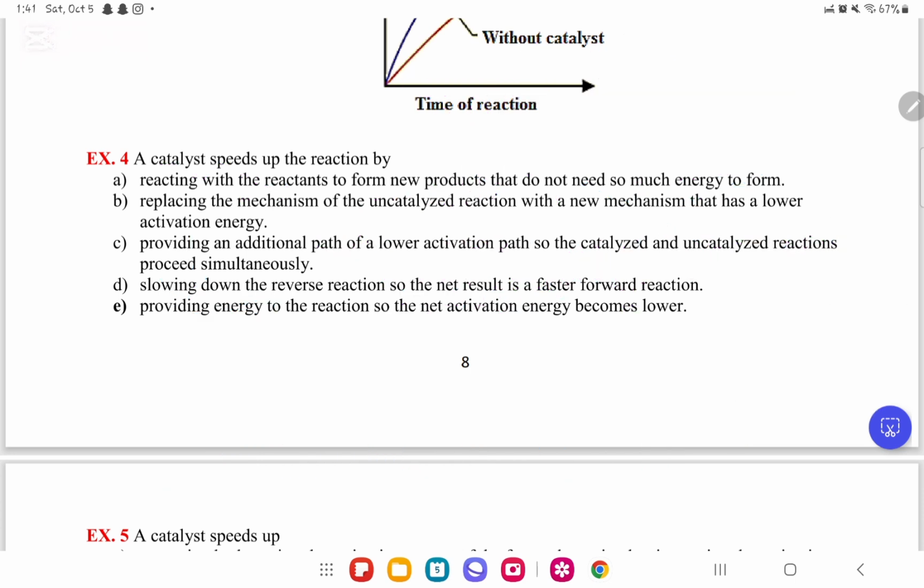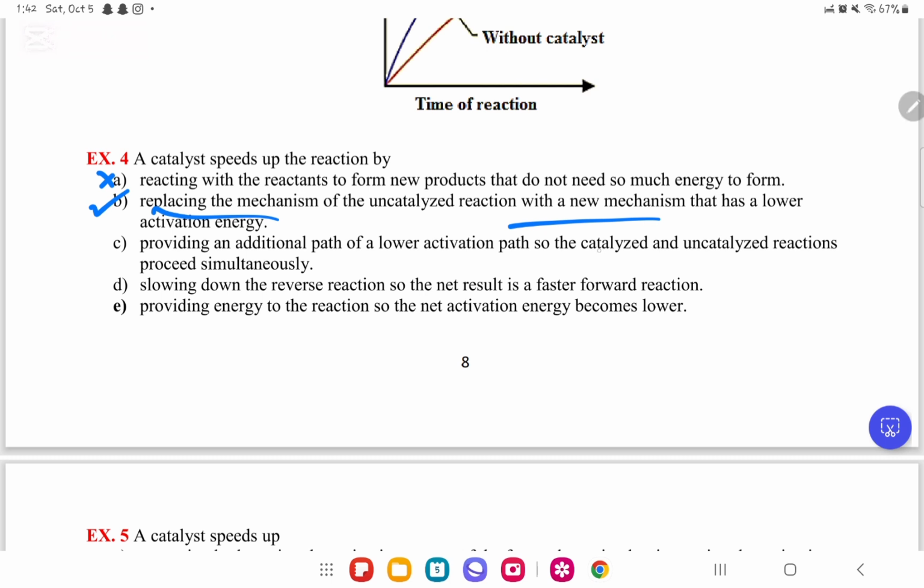So, a catalyst speeds up the reaction by reacting with the reactants to form new products that do not need so much energy to form? No. By replacing the mechanism of the uncatalyzed reaction with a new mechanism that has a lower activation energy. This is correct. So it provides a new pathway. Replacing the mechanism with a new mechanism means that it's providing a new pathway that has a lower activation energy. C. Providing an additional path of lower activation energy so the catalyzed and uncatalyzed reactions proceed simultaneously.